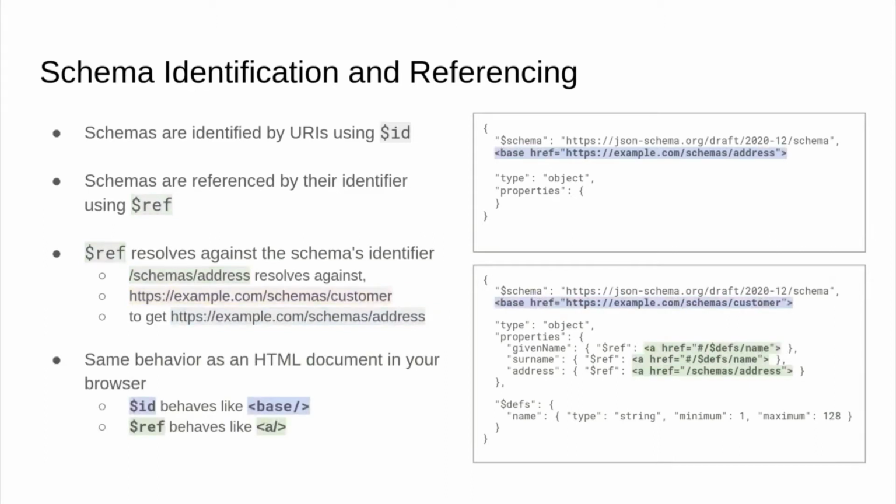A lot of people seem to think external references in JSON schema are complicated, but it's actually all standard web stuff. All URI rules and behaviors are defined by RFC 3986, the standard that defines URI. If you get confused, it can help to imagine the schema as an HTML document. The ID keyword works just like the base element in HTML, and the ref keyword is like a normal link.